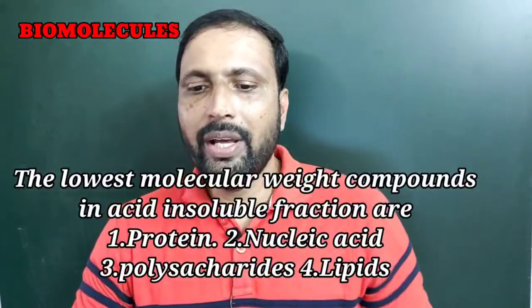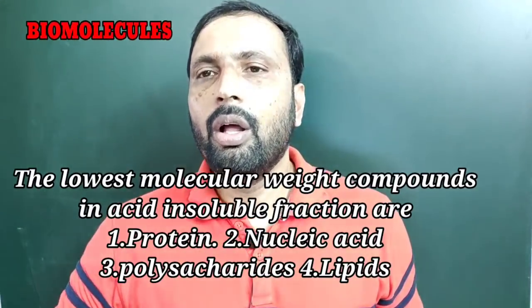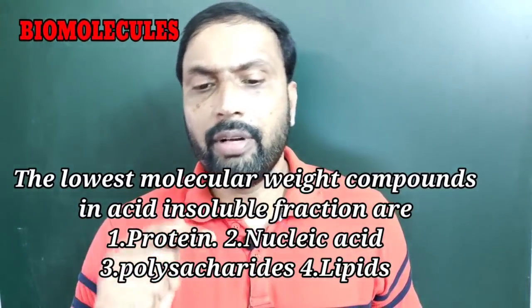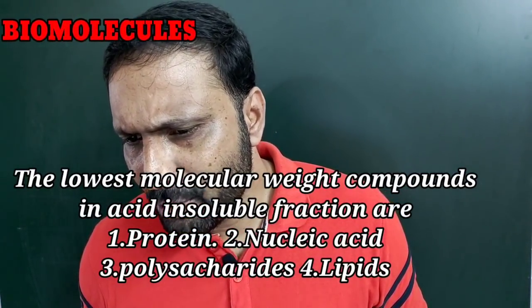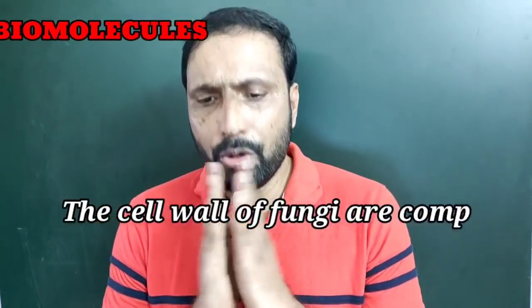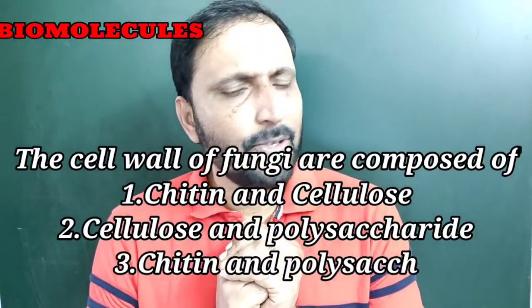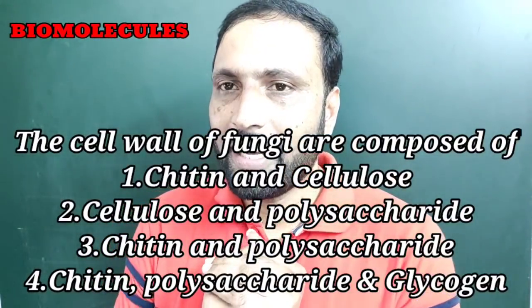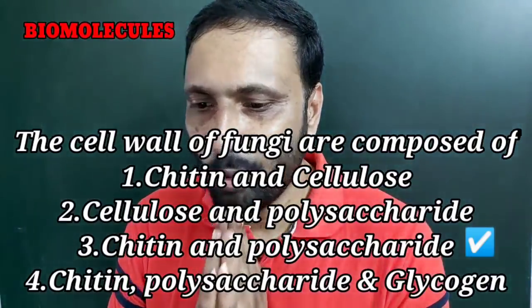Next question. The lowest molecular weight compound in acid insoluble fractions are? Lowest molecular weight. That is insoluble fraction. Present in insoluble. First option, proteins, no. Nucleic acids, no. Polysaccharides, no. Fourth option, lipid. Next question. The cell wall of fungi are composed of chitin, cellulose, no. Cellulose and polysaccharides, no. Chitin and polysaccharides, correct. Chitin, polysaccharides and glycogen, no glycogen. Answer is chitin and polysaccharides, no glycogen.